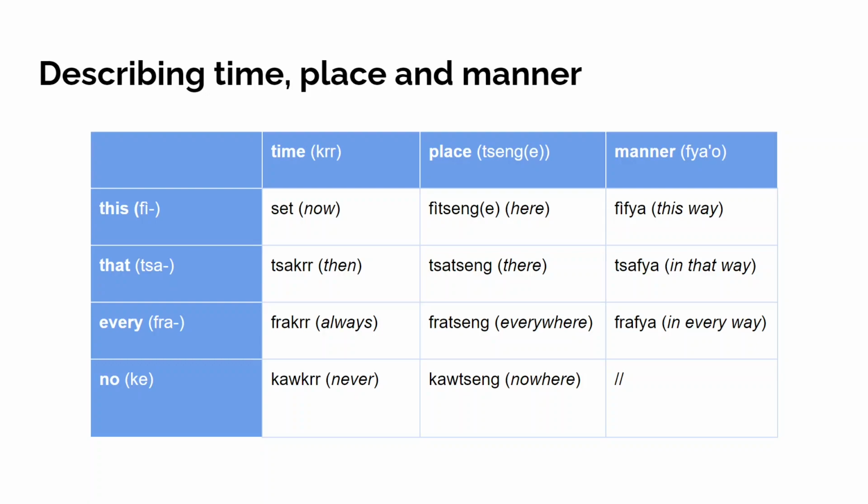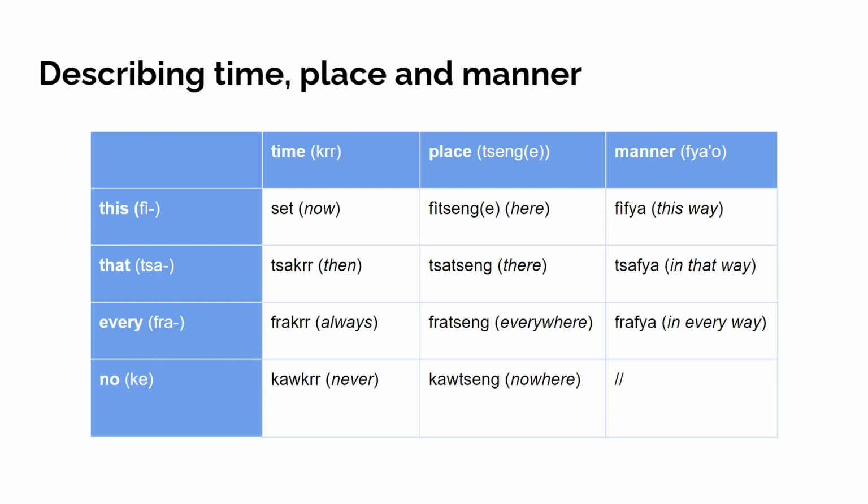Now we can actually combine these things to build new adverbs. So this time, so now, actually is an exception. So here we have set, which is our own word. So let's ignore that one for now. But if I then want to say then, what I actually say is that time. So grr. If I want to say always, what I actually say is every time. So fra grr. And never becomes kau grr. I know it's not directly k grr, but there is the k from the no in there. So it's also kind of good to remember that.